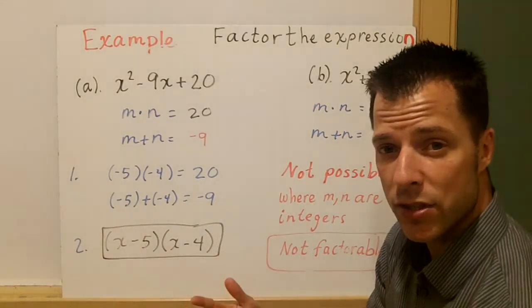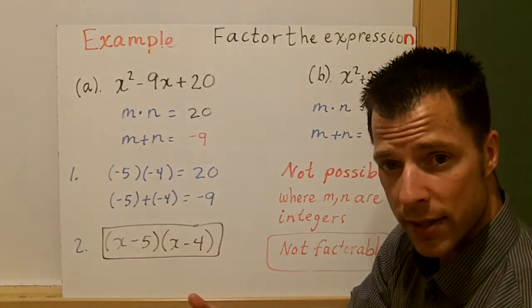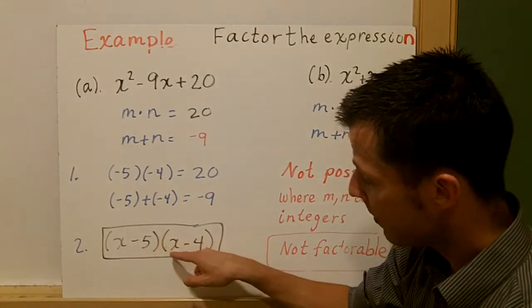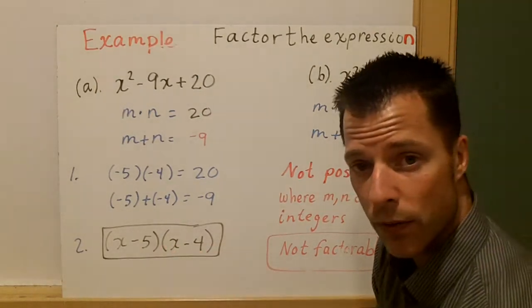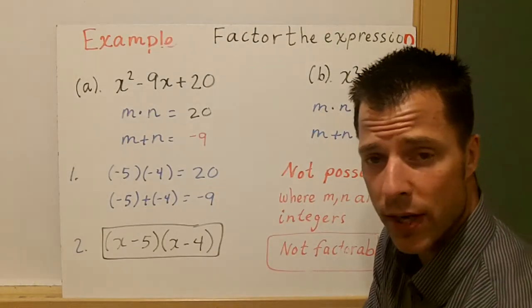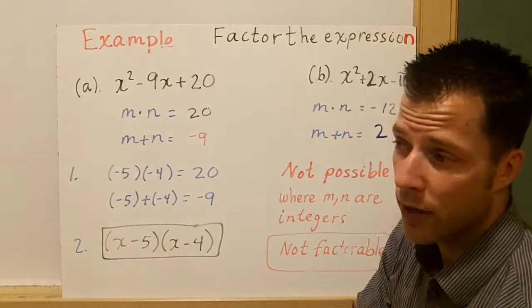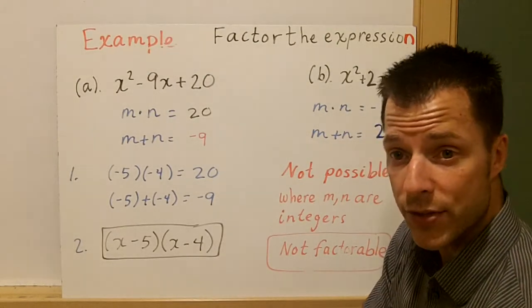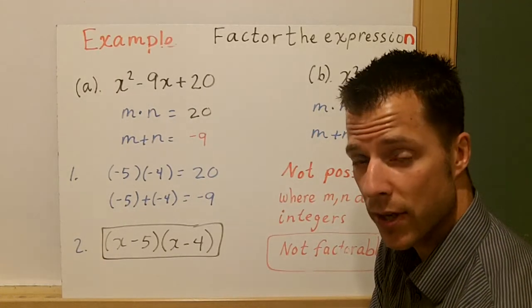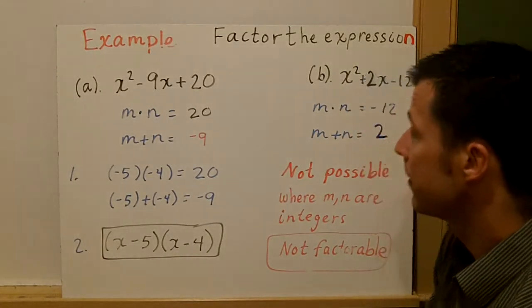So I've met my conditions. So I write, in step 2, I write my two binomials, x minus 5 times x minus 4. So I've done the factoring. Now, not all quadratics are factorable. And later on we'll learn, when we talk about the zeros and the x-intercepts, just because you can't factor a quadratic doesn't mean the zeros don't exist.